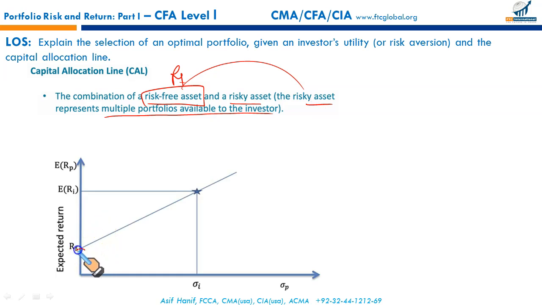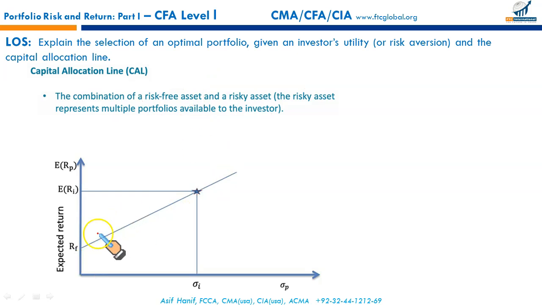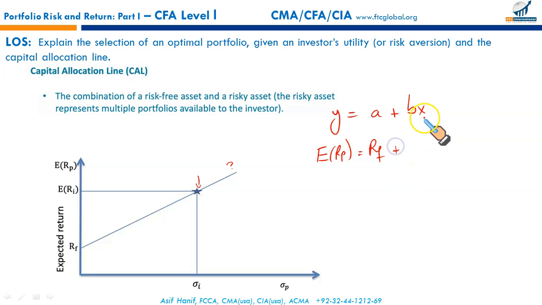Now this is the risk-free asset generating return RF. As you keep on adding risky assets, the return will tend to increase. Let's take this position and draw a line representing this capital allocation line. Now let's say we are at this point. We want to derive an equation first. We know that the equation of a line is represented as y = a + bx. Here, y represents the expected return on the portfolio. A, the y-intercept, is the risk-free rate. X, on the x-axis, is the portfolio standard deviation.